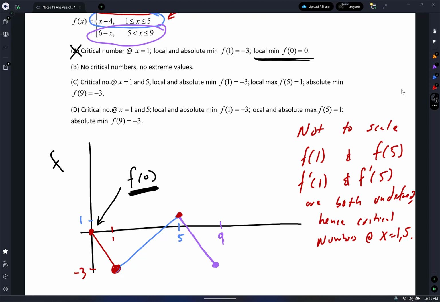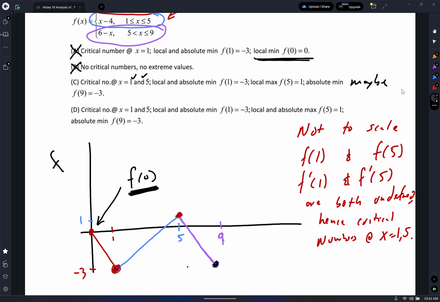The main thing, and maybe you can make a point for, well, it only says there's one critical number. And you're right, there are 2 critical numbers. Let's see what letter B says. No critical numbers. Is that true? Out. Letter C, critical number at 1 and 5. Okay, so far it's looking good. Local and absolute min f of 1 equals -3. Local max f of 5 equals 1. Absolute min f of 9 equals -3. Maybe I would have liked it to say that both f of 9 and f of 1 are absolute mins because both of those are at -3. Do you know what I mean?